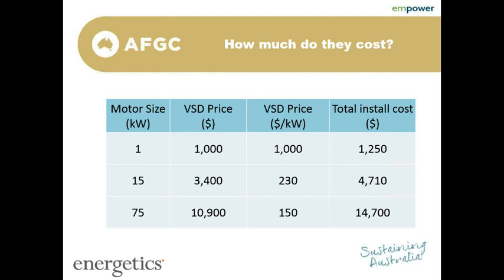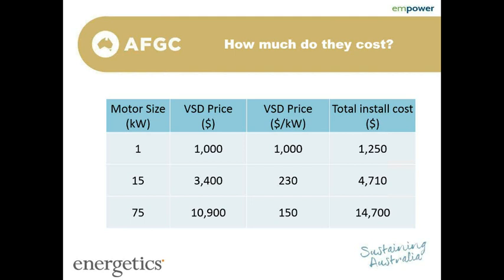So you see there like $1,000 for a VSD plus an install, so you're looking at $1,250 for the total cost. And then as you step up to 15 kilowatts, the cost goes up, but the cost per watt's a lot lower. Cost per kilowatt is much lower, and yeah, then the total cost as well is there. And then 75 kilowatts, which is getting to the, they go up to above 500 kilowatts VSD controls, but yeah, 75 kilowatts is pretty typical.